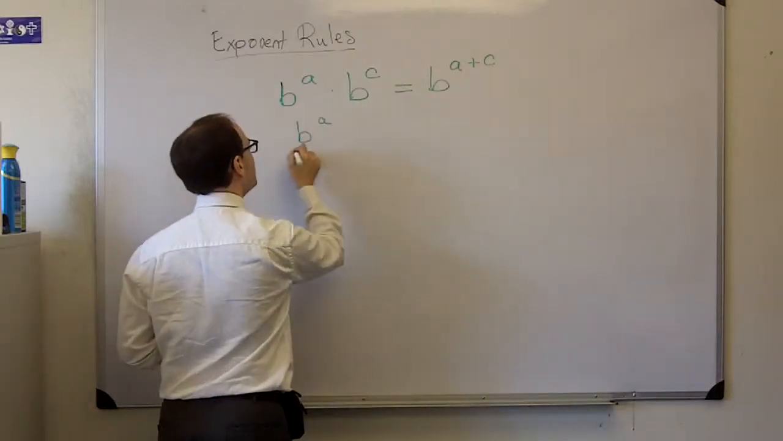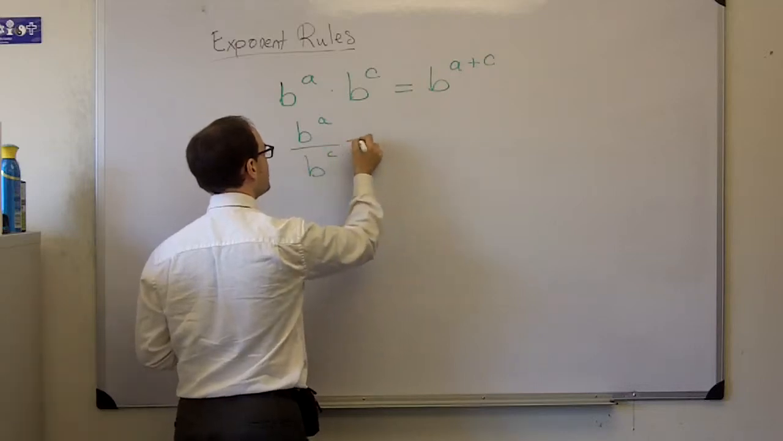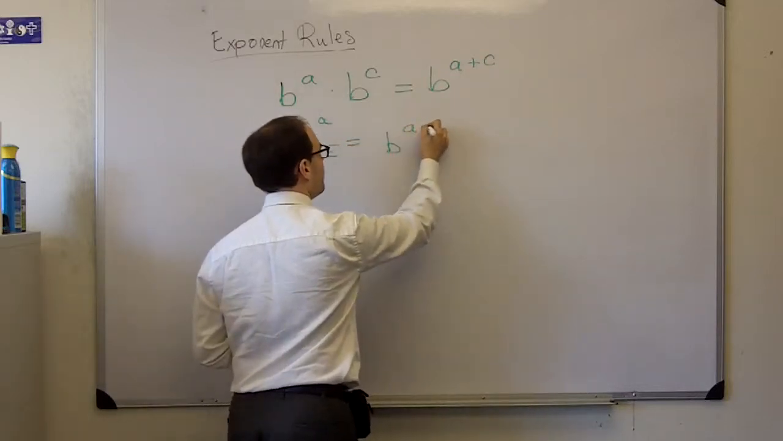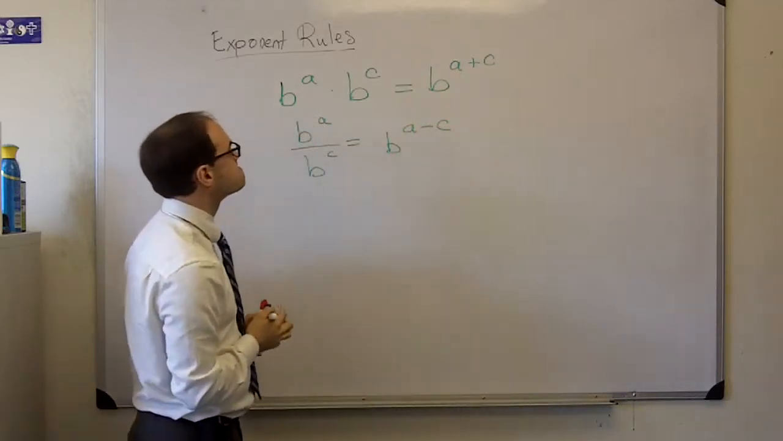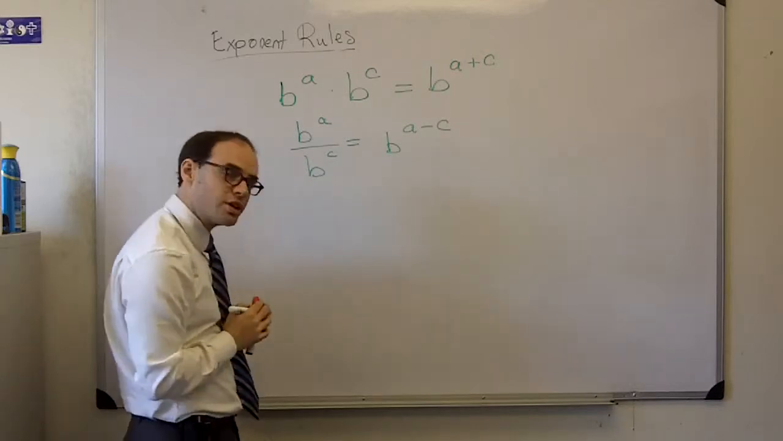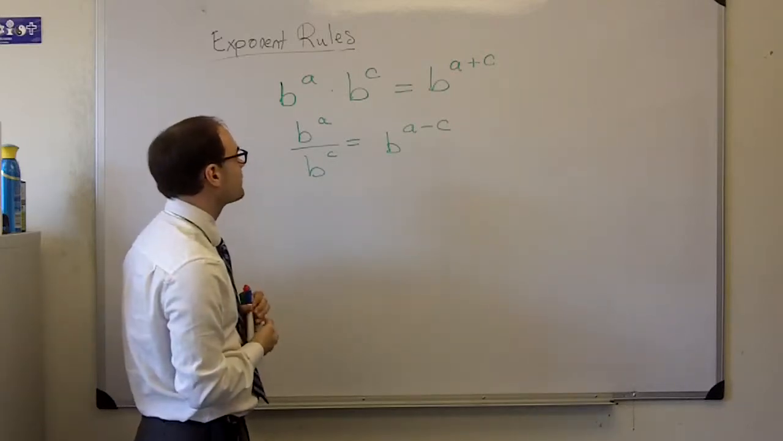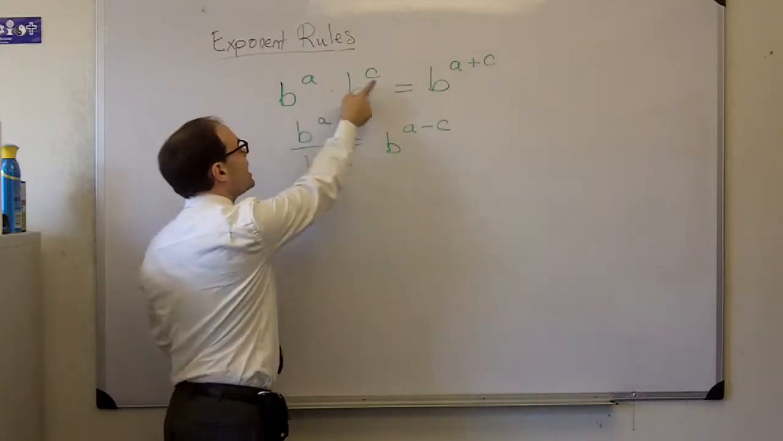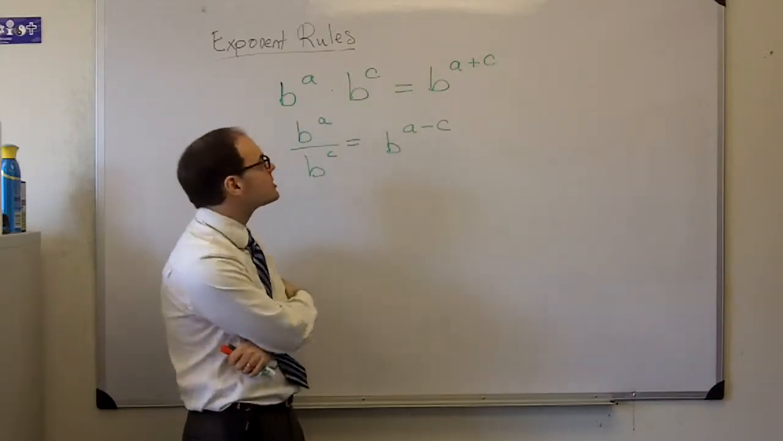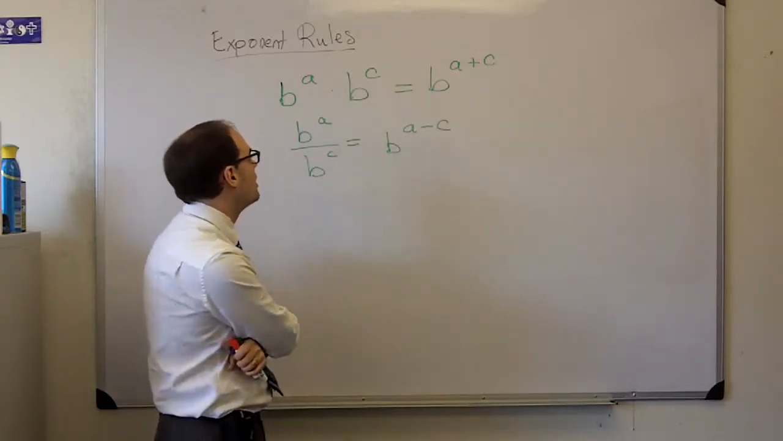B to the A divided by B to the C. That's B to the A minus C. Okay, well that's pretty cool. But now this can run us into deep water pretty quick. Here, if A and C are positive numbers, everything is nice.